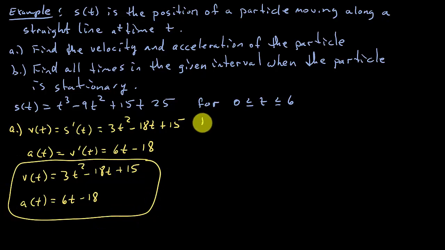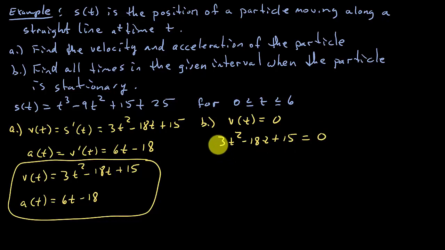So now let's look at part B. Let's solve part B. Find all times in the given interval when the particle is stationary. So what does that mean? Stationary. That means it's not moving. When is the velocity 0? So to find this, we just take the velocity function and set it equal to 0. So that's going to give me 3t squared minus 18t plus 15 equals 0.